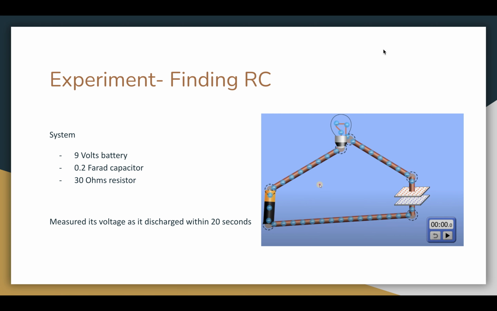Then we had an experiment of finding RC, the time constant of the circuit. I did this by setting up the system with a 9-volt battery and a 0.2 for the capacitor, and I had a 30 ohm resistor. I used a stopwatch to time it and measure its voltage and its discharge within 20 seconds, and this is the result.